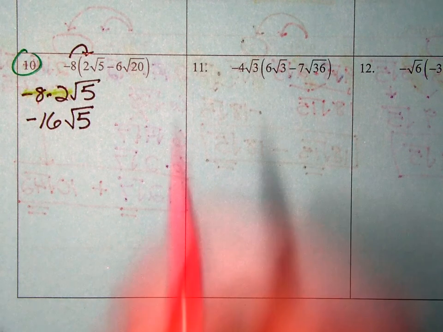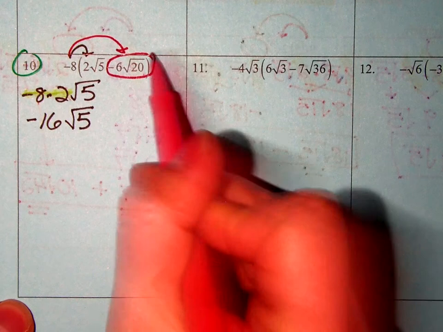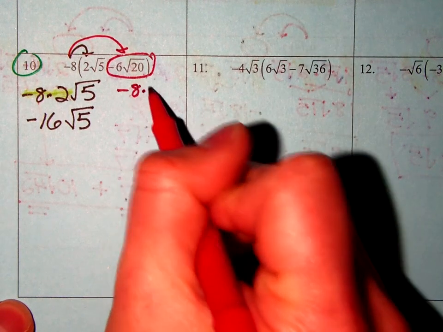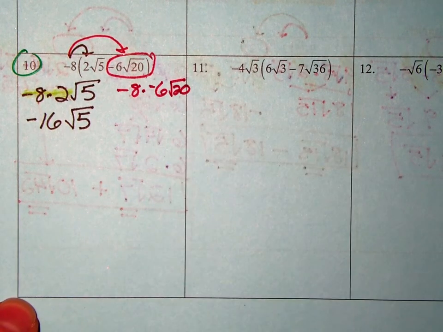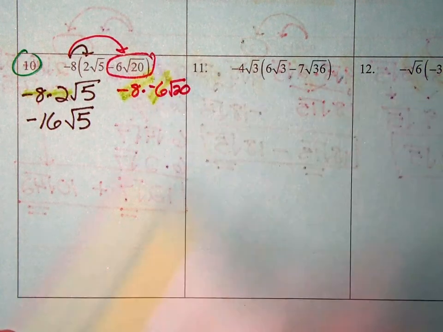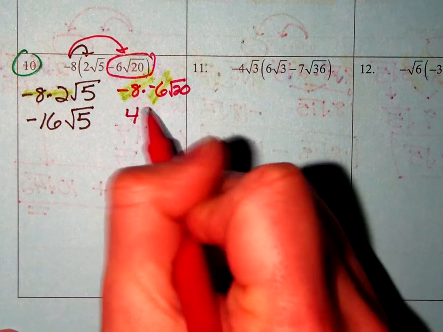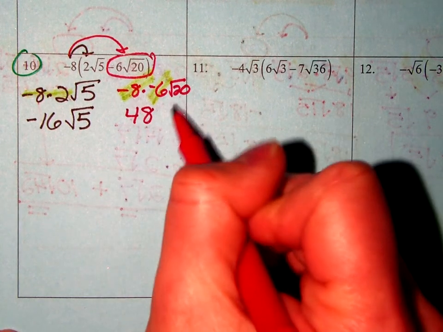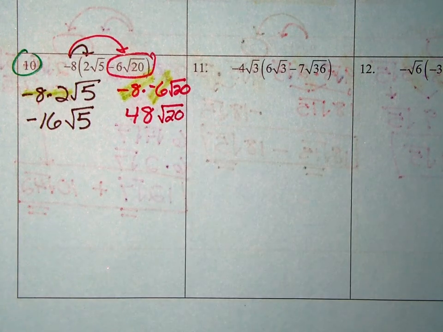Then we need to multiply negative 8 times negative 6 square root of 20. All right, so we can notice that there are 2 outside numbers, negative 8 and negative 6. So we're going to multiply negative 8 times negative 6, and we will get positive 48, right? And bring down the square root of 20 since there's no other number in a radical to combine it with.